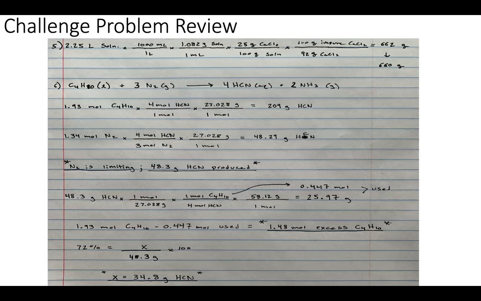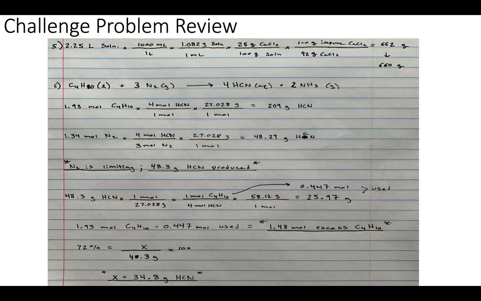0.447 moles. Now realize that this amount that you come out with is in terms of how much you used up during the reaction. So I don't have 0.447 moles of excess butane. That's how much I used. I started with 1.93 moles of butane. I used 0.447 moles, and so I have an excess of 1.48 moles of butane.